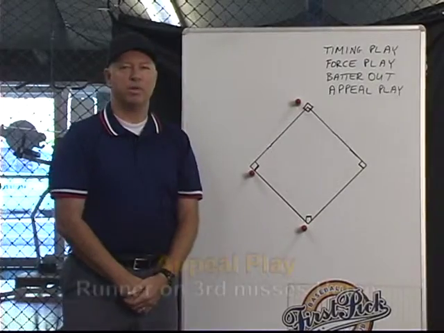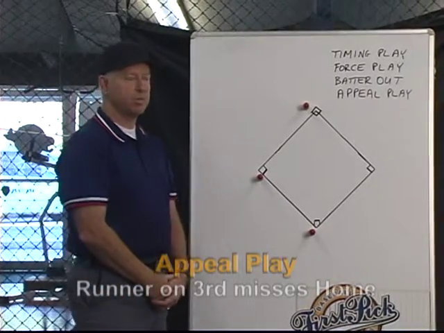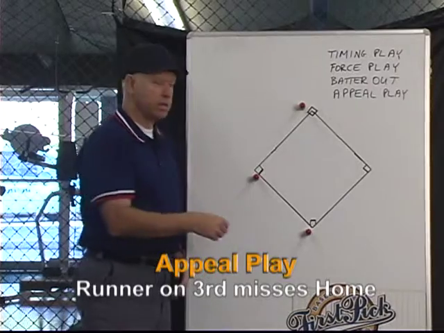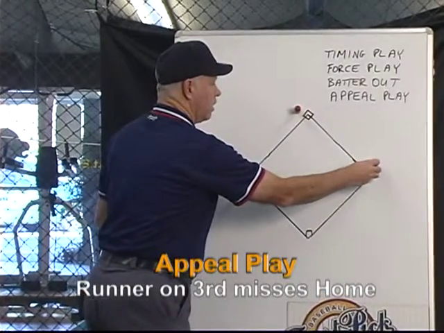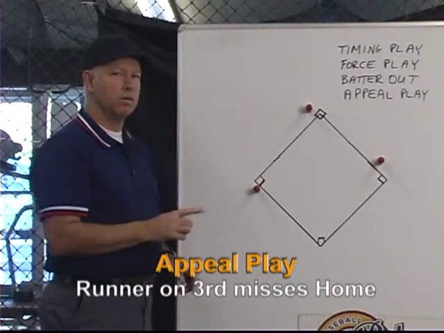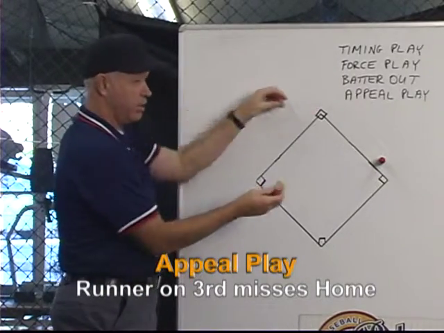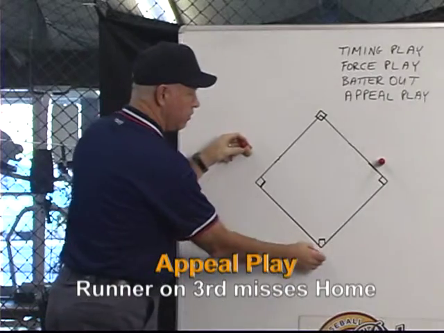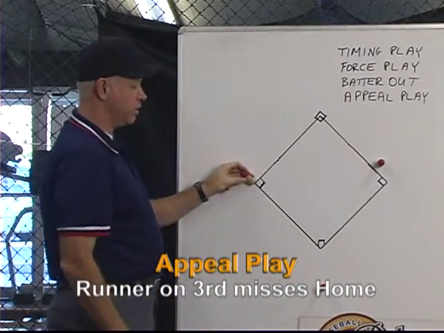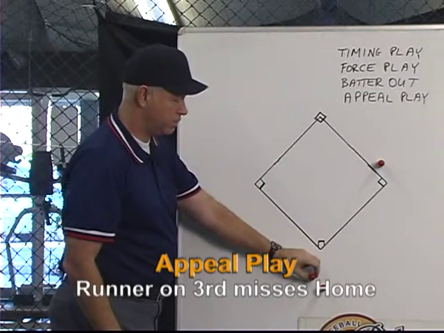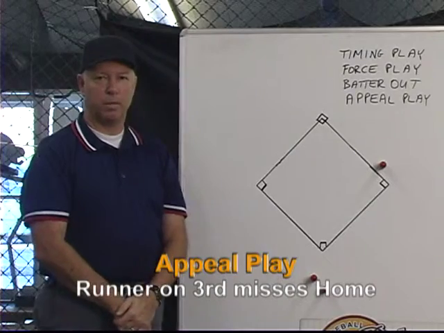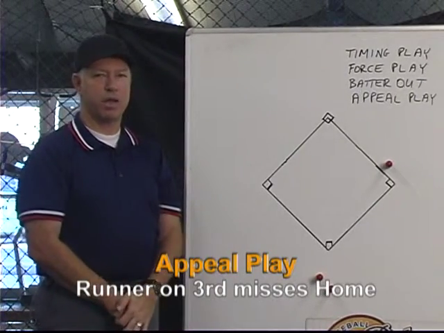Now in this example, it's the same situation as the last play. We have runners on second and third with two outs, and the batter gets a hit. And on the hit, both runners come around and score. Only this time, it's the lead runner from third who fails to touch home. This runner does touch third and touches home. Now the defense appeals that he failed to touch home. That's the third out, and it's a timing play.